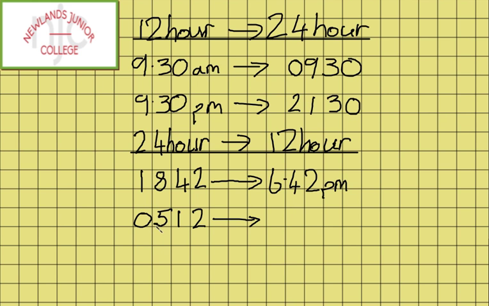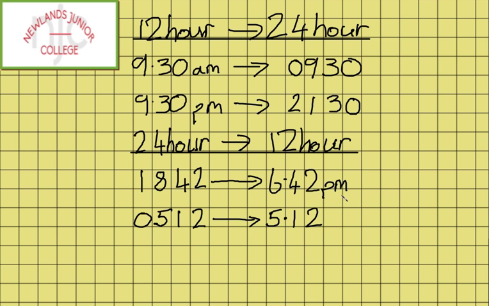Now this time, the number's less than 12. And because the number's less than 12, you do nothing to it. You don't subtract or add anything. You keep it as it is. 0, 5. The minutes stay the same. So that becomes 5:12.